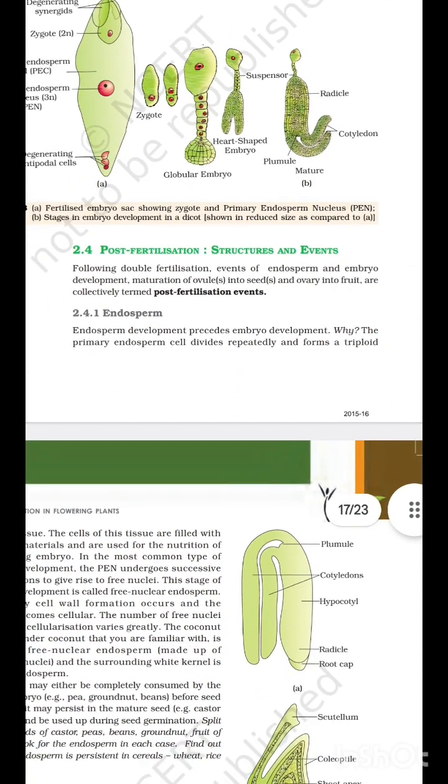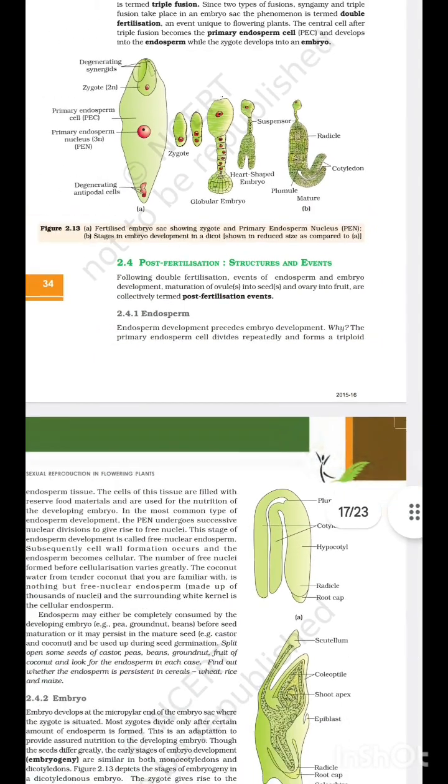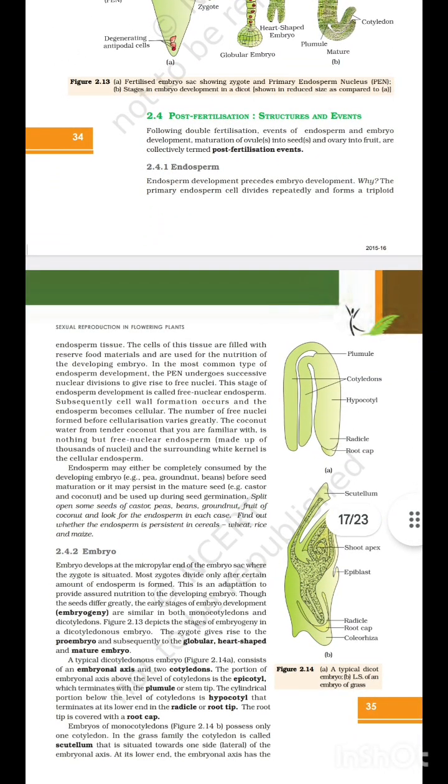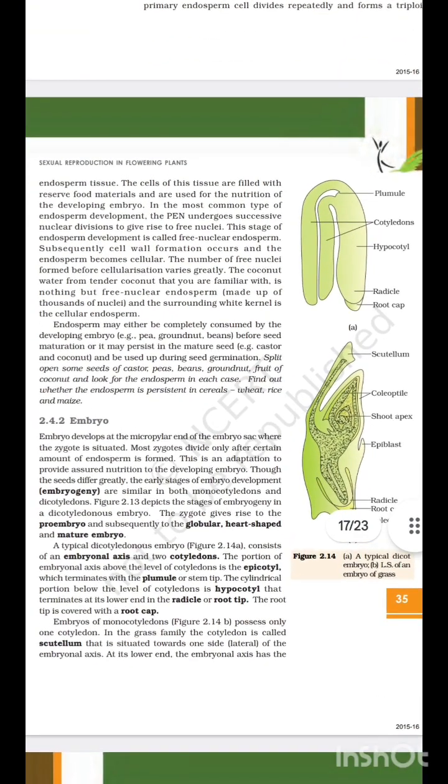Then after the fertilization, post fertilization events occur. The first one is the development of endosperm from the primary endosperm nucleus, that is PEN. That endosperm is either completely consumed by the developing embryo, as seen in the case of pea, groundnut, beans before seed maturation, or it may persist in the mature seed, as seen in the case of castor, coconut, and is used up during seed germination.